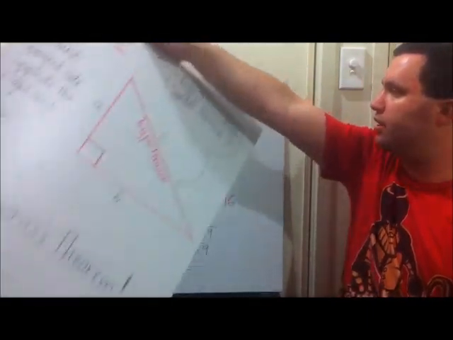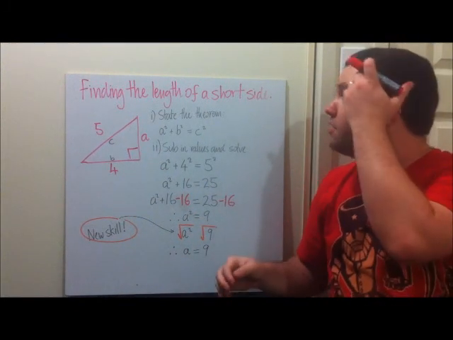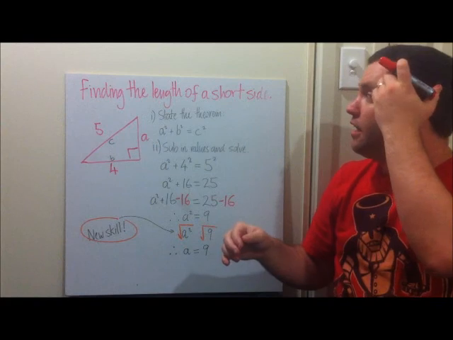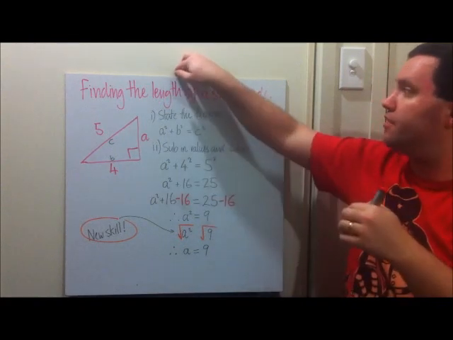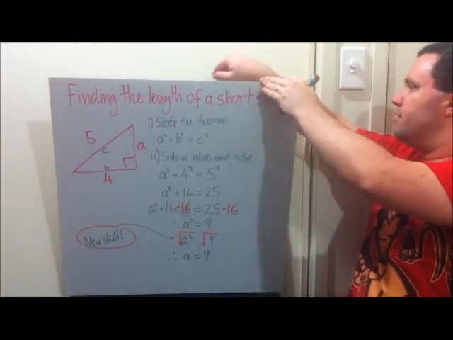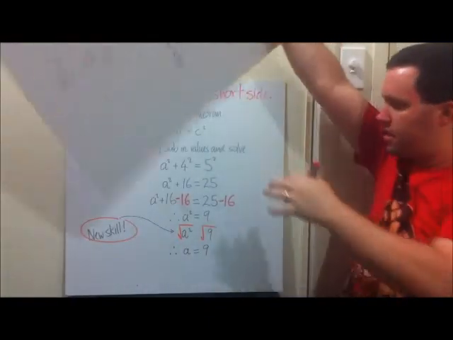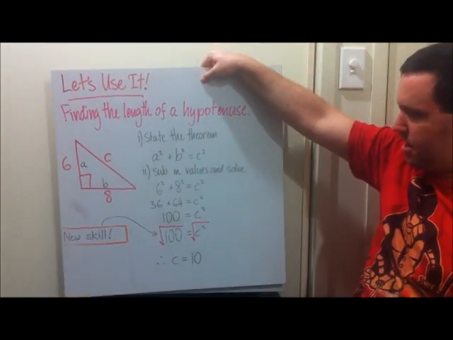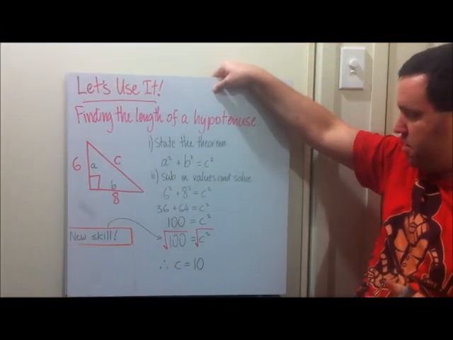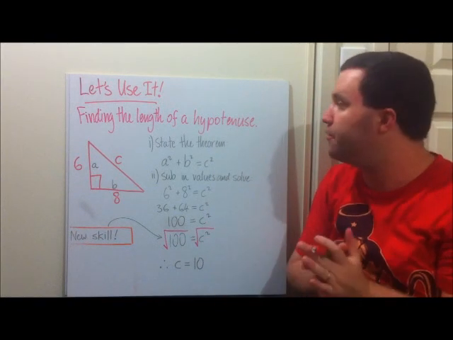Alright, let's have a quick look at how we're going to use this. There's really 2 ways that you'll be using this at the moment. Let's have a look at the second one here first, because that will make a lot more sense: finding the length of a hypotenuse for a right angled triangle.